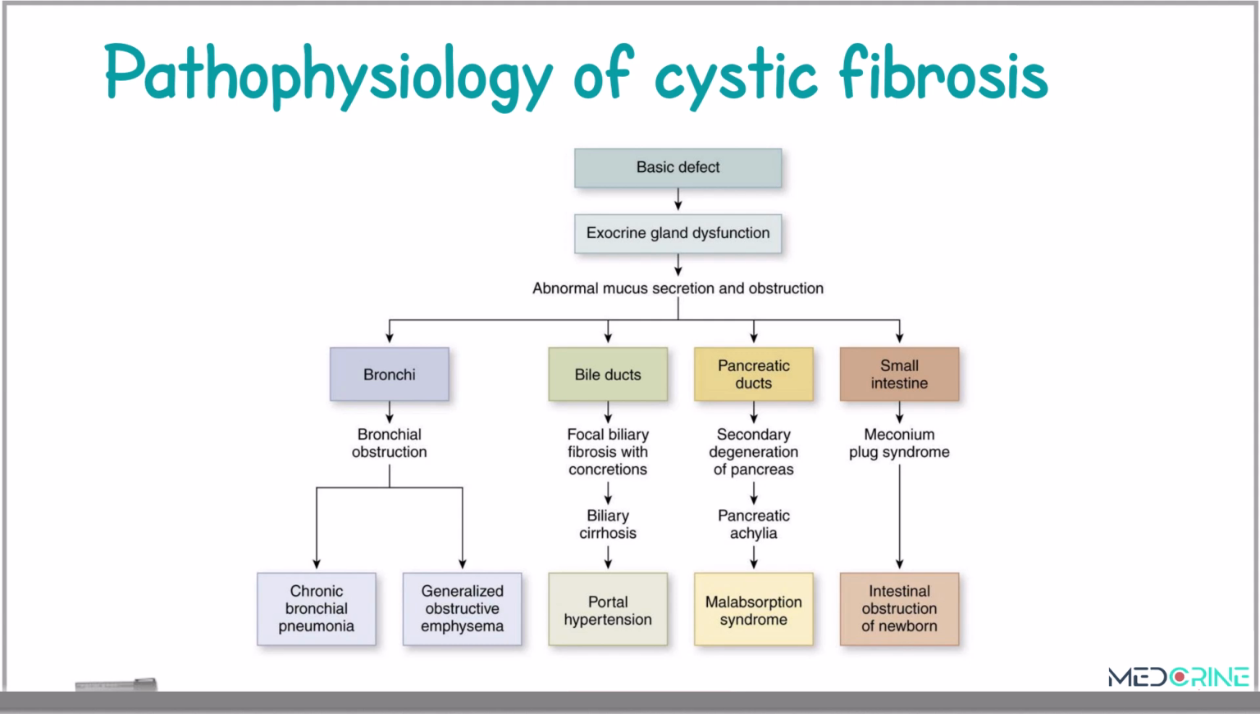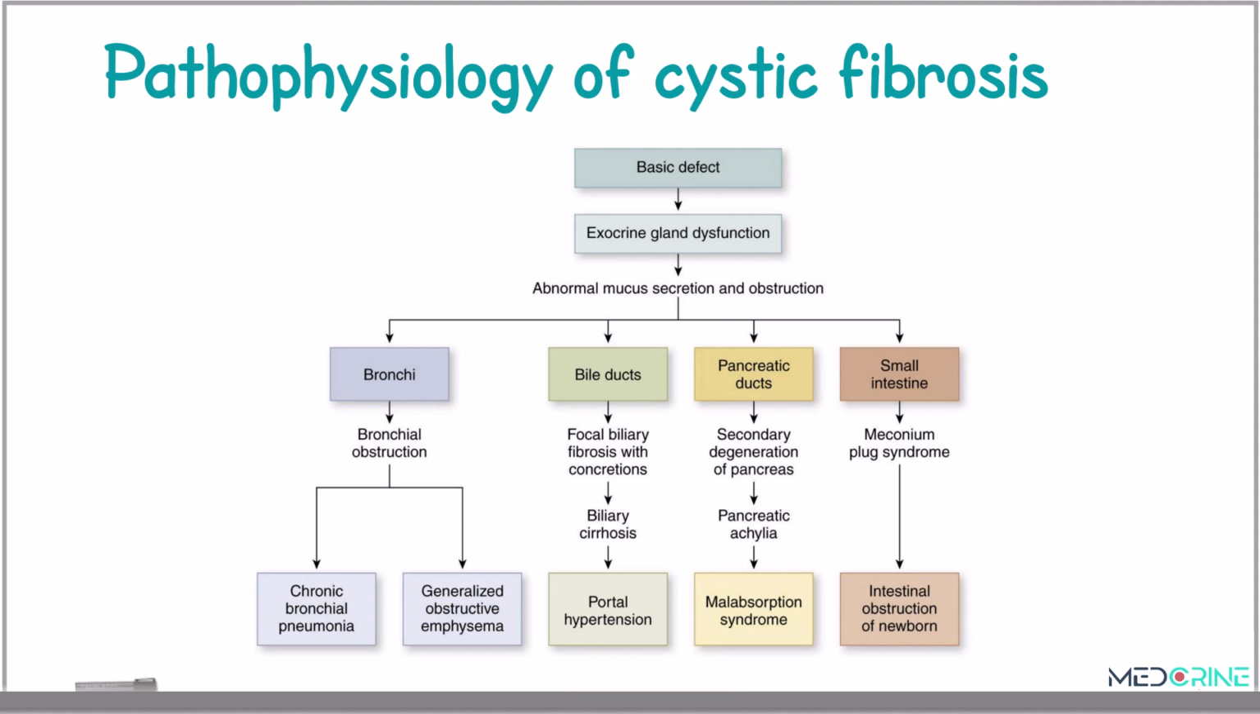The pathophysiology of cystic fibrosis starts from the basic defect of the autosomal recessive trait in a patient, which causes a dysfunctioning of exocrine glands and abnormal mucus secretion and obstruction of the pathways. Looking at the respiratory system, the bronchi will be obstructed, leading to a development of obstructive emphysema, and this obstruction harbors or provides a suitable environment for bacterial multiplication, leading to a development of chronic bronchopneumonias.